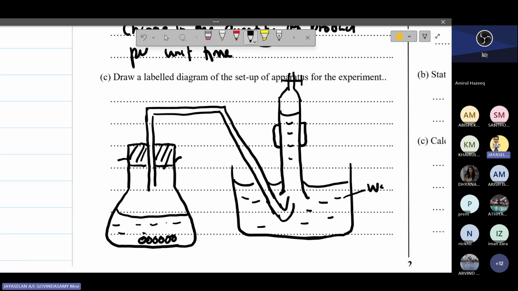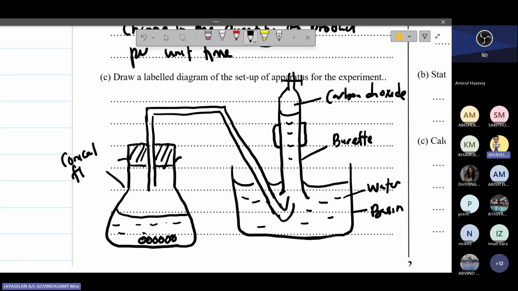So this is what? Water. This is what? Basin. This is what? Burette. What gas is collected? Carbon dioxide gas is collected. The delivery tube is not needed, but you label this one as the conical flask.